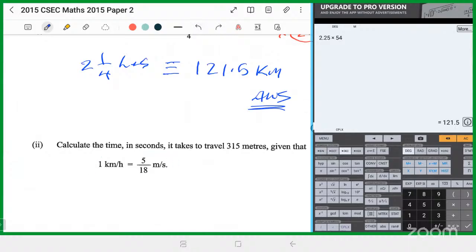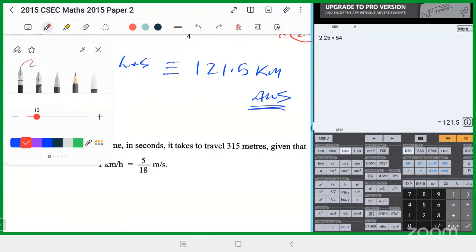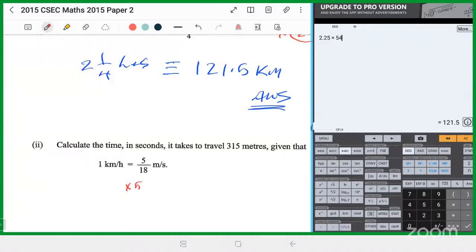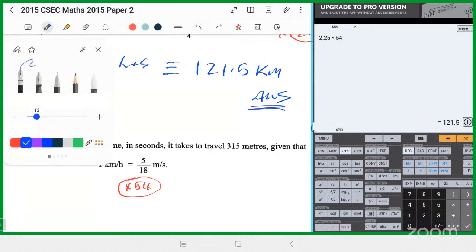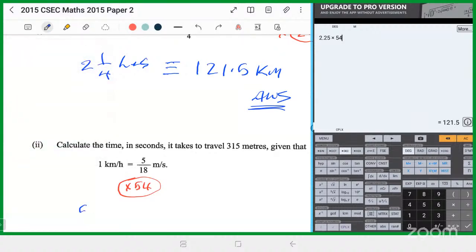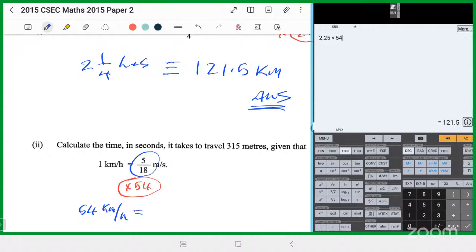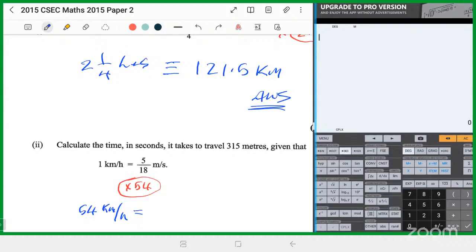Because if 1 is that, we multiply this by 54 to see what 54 is. So multiply this by 54 to get this to become 54. It means that 54, which is the actual speed of the car, the 54 kilometers per hour that the car is going, is the same as multiplying this now by 54.